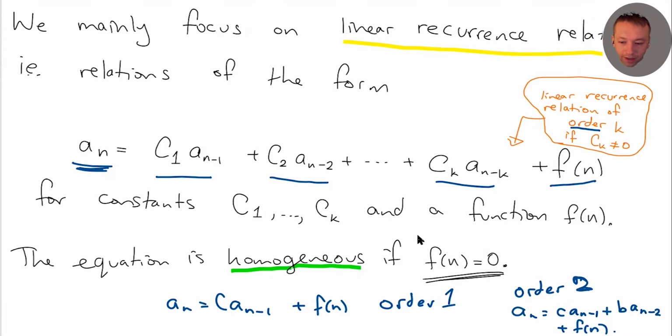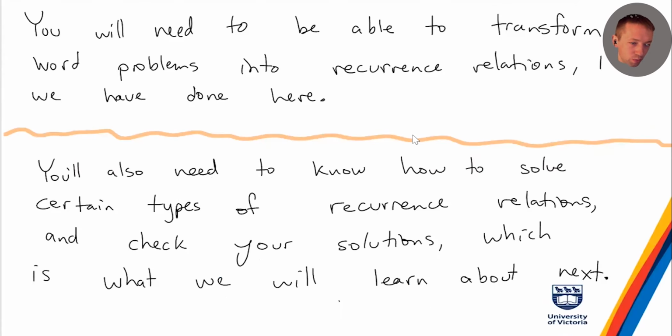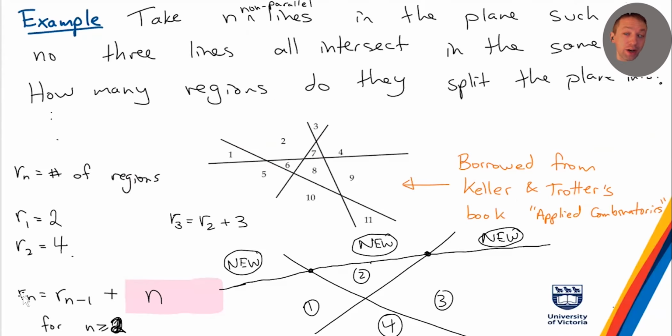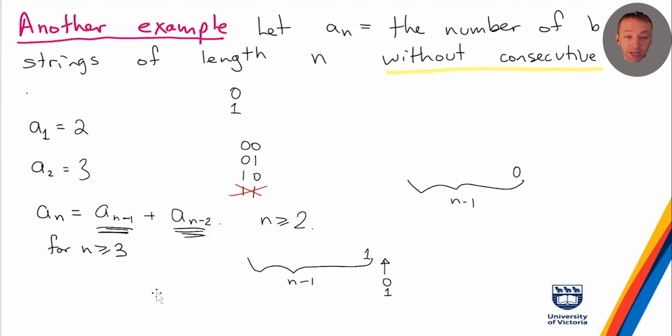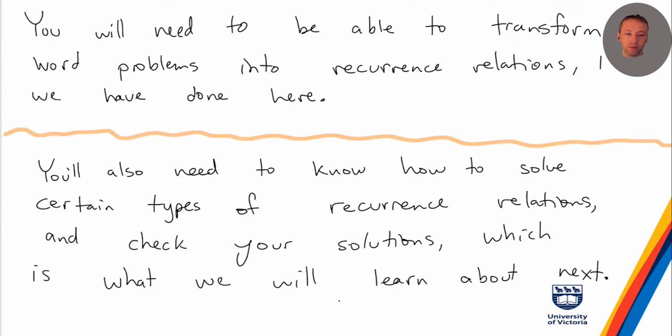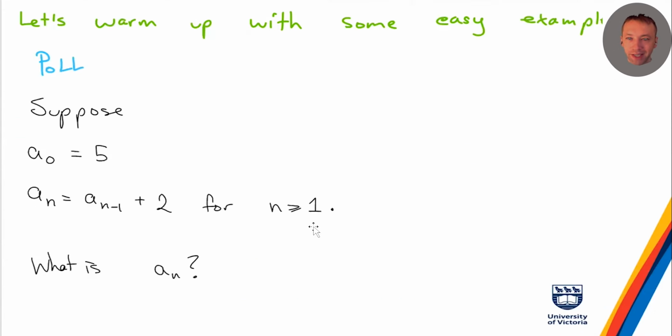So for example, this one we just looked at, R_n is R_{n-1} plus n. This is a non-homogeneous recurrence relation because the nth step depends on n. Whereas this other example we looked at is homogeneous because a_n is just a_{n-1} plus a_{n-2}. Any questions about that?